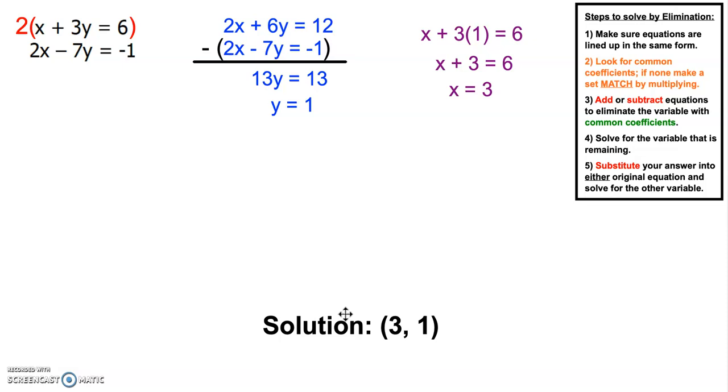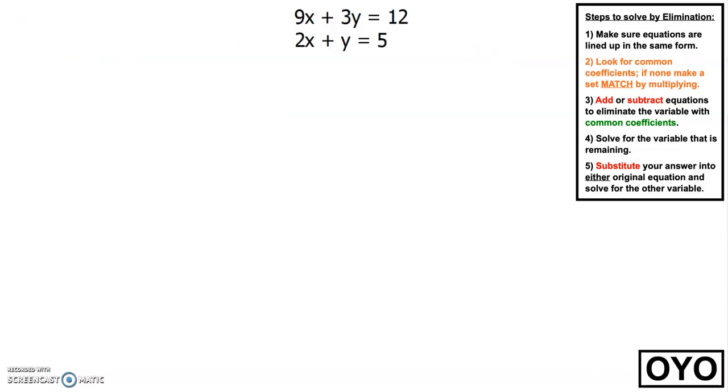So a whole lot of this is still the same elimination. We're only adding the part where we have to force our common coefficients, where we have to make them match first. All right, the next problem is on your own. Ask yourself that question. Is it going to be easier to make a 2 and a 9 match or a 3 and a 1 match?